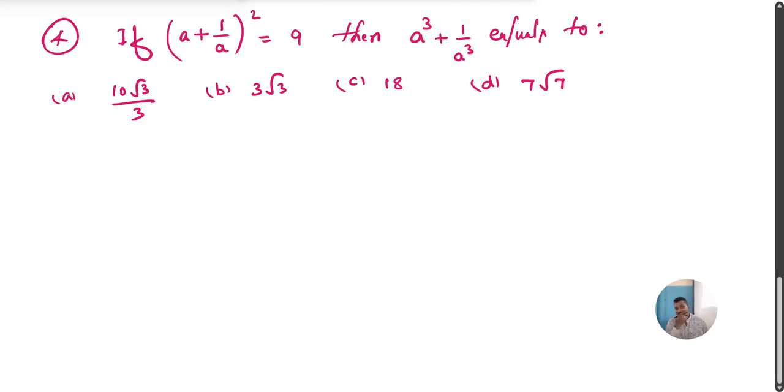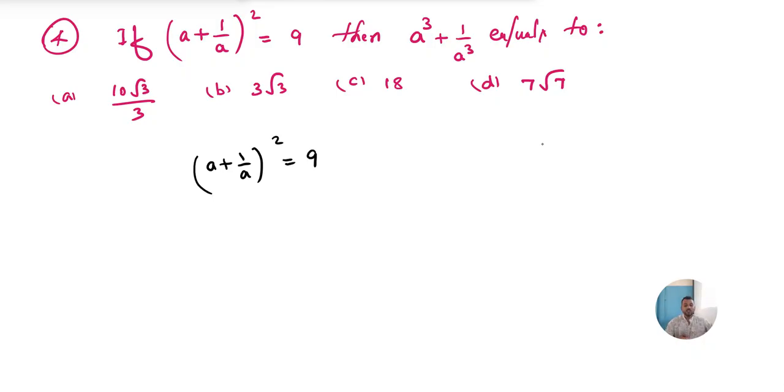Sir, what sir? This is the only answer. Observe here. Shall we simplify? Let's check. As you can see here, a plus 1 by a whole square they have given as 9. Can I shift this whole square to the RHS part? Yes, of course. That is, a plus 1 by a is equal to plus or minus root of 9.